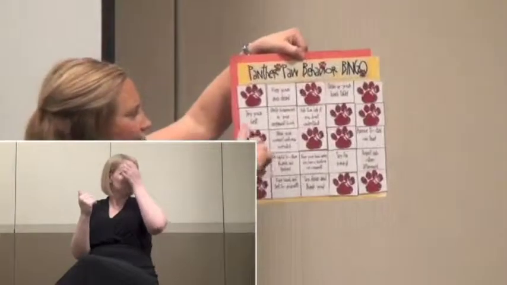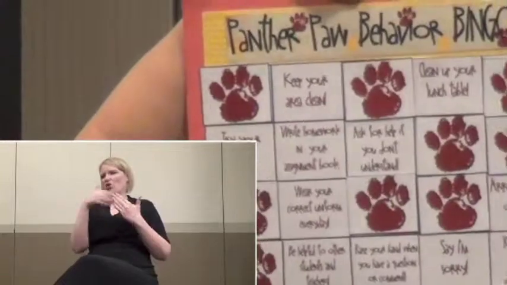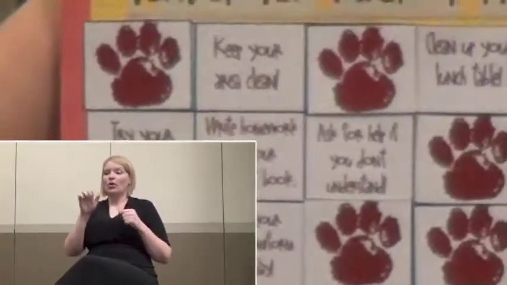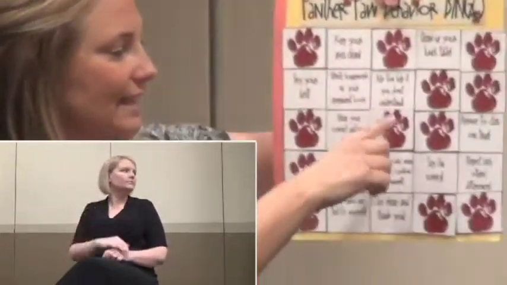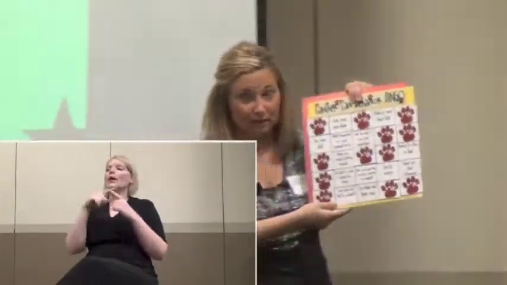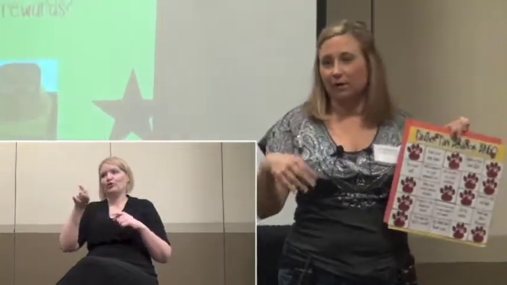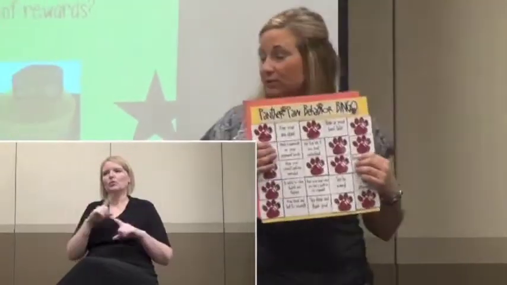So I have all of these. These are all kind of like positive things. Clean up your lunch table, keep your area clean, try your best, wear your correct uniform every day. And so then they'll pick one. And then once they get a bingo, this has been going on for a little while. I didn't think it was going to take this long, so I might need to revamp that a little bit. But once they get their bingo, they voted that they wanted to do a cooking activity. So that's what we'll do when they get their bingo. But that's what this is. And so that's how we're doing it now.